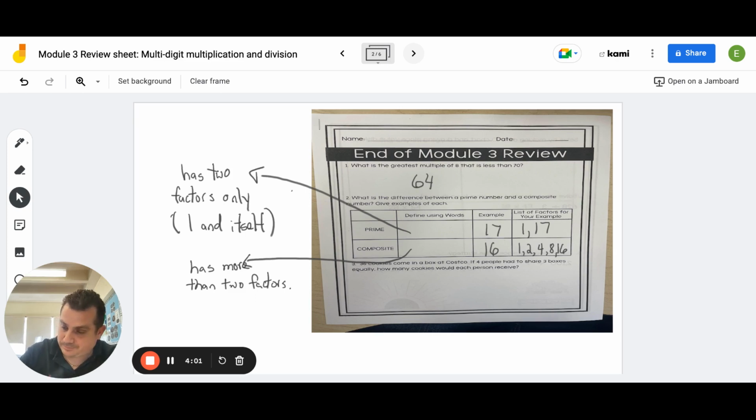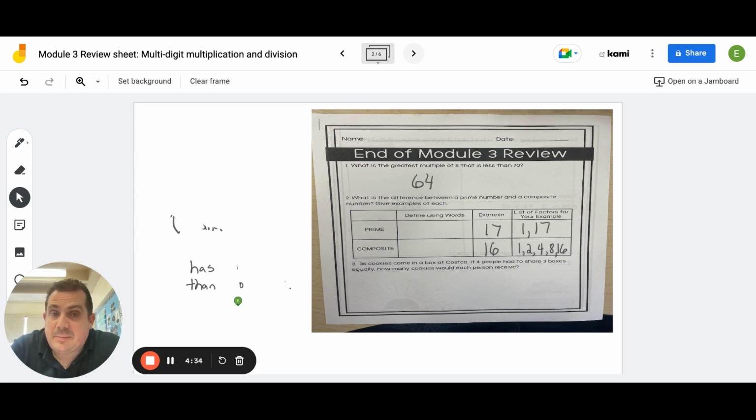I'm going to erase that. Now we're going to go to number 3. Let me erase everything on the side. This pen. There we go. I'll erase this and leave that in the chart.